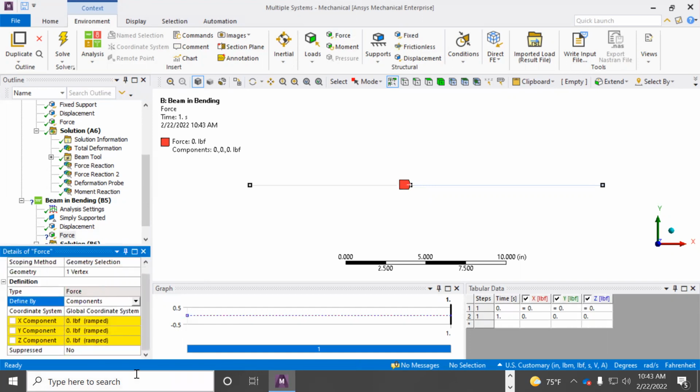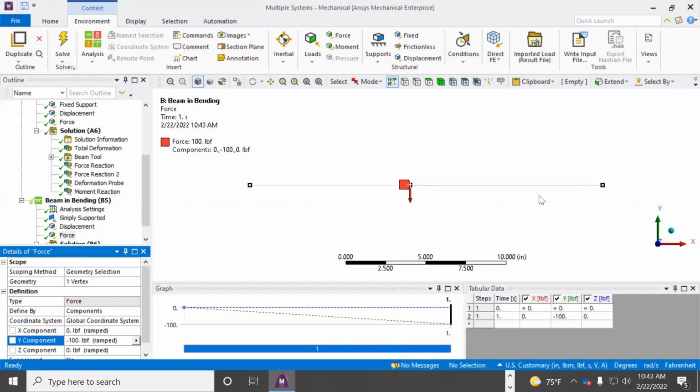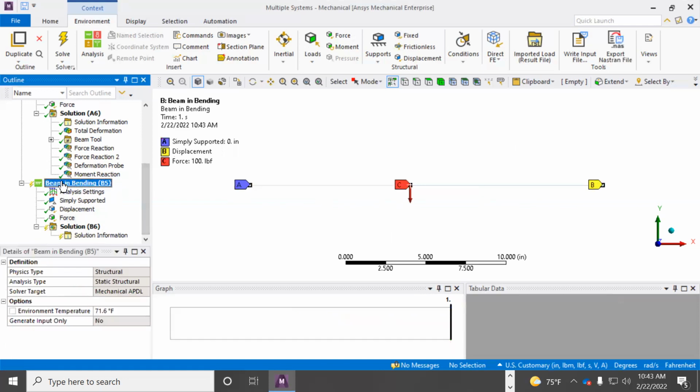And now I'm looking at X, Y, and Z components. My force is acting vertically downward, so it's a Y component. And I'm going to put a minus 100. Enter. And you see the icon is showing me the direction of my force. So now we have this beam in bending with 2 supports and 1 load. We are ready to see whether we have a solution or not.